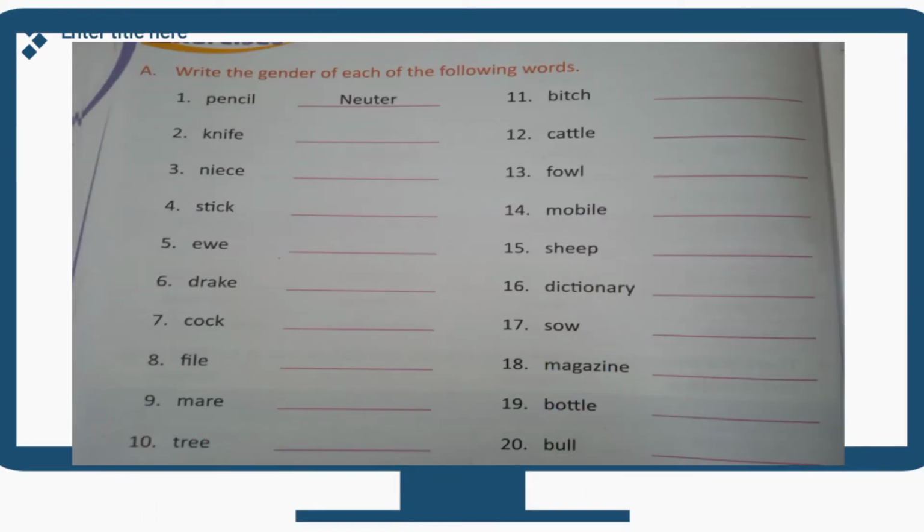Now, let us come to exercises. Open page number 40. We'll start with exercise A. Write the gender of each of the following words. See, here in this exercise, what we have to do, you have to write the gender of each noun. Okay, write the gender. So you don't need to write the opposite gender. You have to write only gender, means the kind of gender. Is it neuter, is it common, is it masculine or feminine? Like this you have to write.